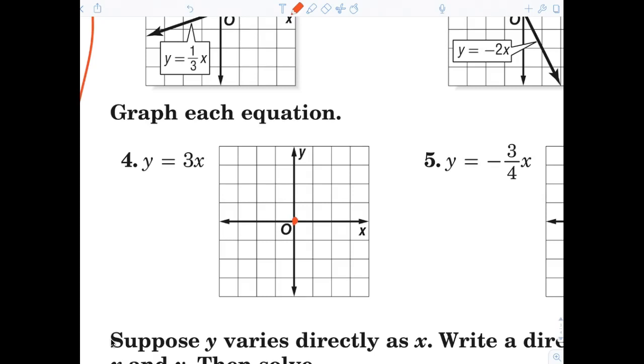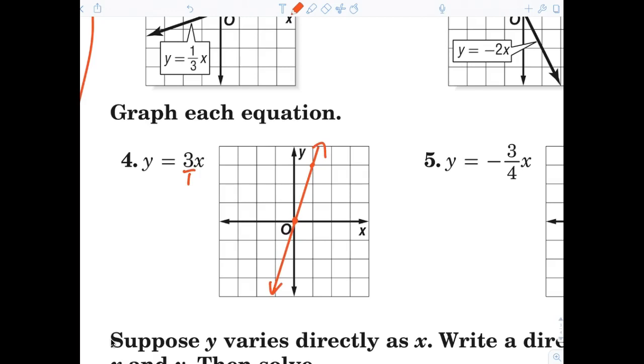All right? Then the slope here is what? 3 over 1, right? So from there you just go what? Up 3 over 1. 1, 2, 3 over 1. And there is your line. That's all there is to it.